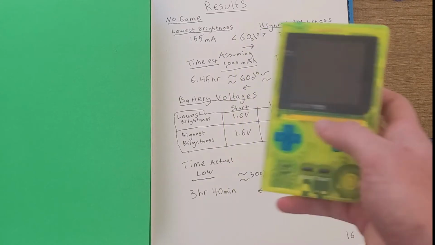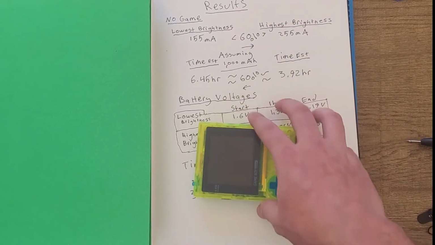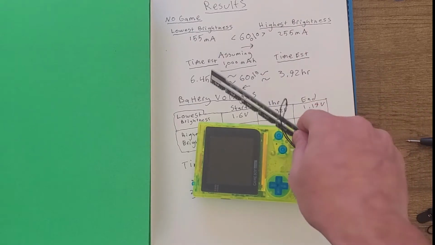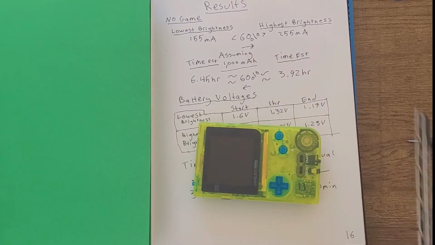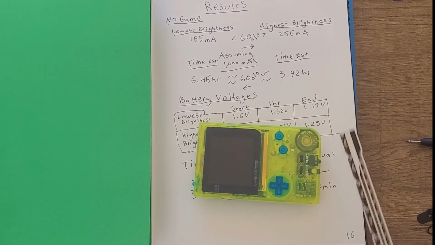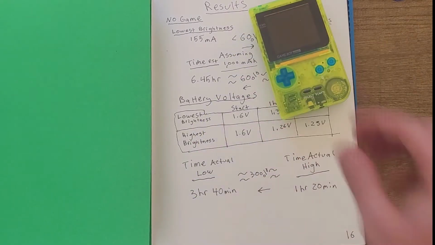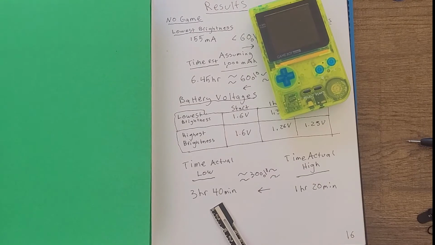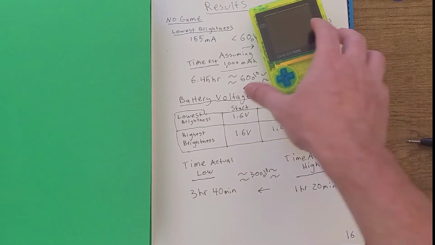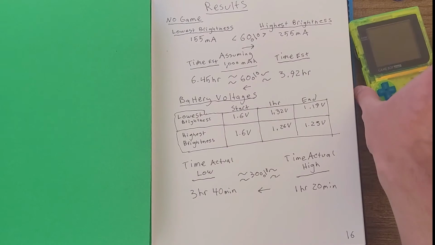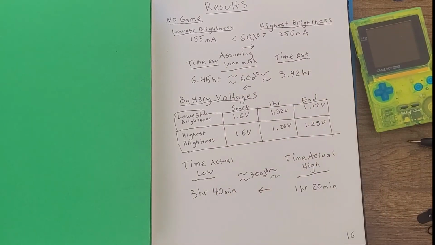So the tests are done, and what have we concluded? Well, the estimates are way off, and let's talk about why that might be. We had an estimate of almost 6.5 hours for the lowest brightness setting, and almost 4 hours for the highest brightness setting. And in reality, we only got 4 hours out of the lowest, and only 1 hour and 20 minutes out of the highest. So that's not only a 300% difference almost between the two, that's greatly off our marks of where our estimates are. So why is that?